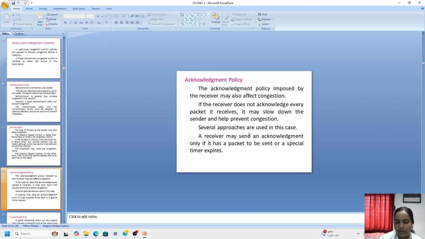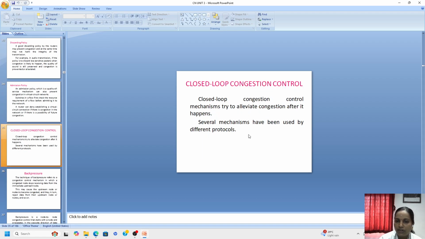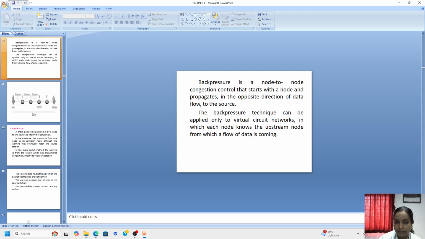While transmitting a data packet, the acknowledgement policies get improved when congestion becomes a problem. Closed loop congestion control mechanisms try to alleviate the congestion after it has happened. Several mechanisms have been used for different protocols. Back pressure: sometimes the congested node stops receiving data from the immediate upstream node because of pressures being faced while transmitting data packets.